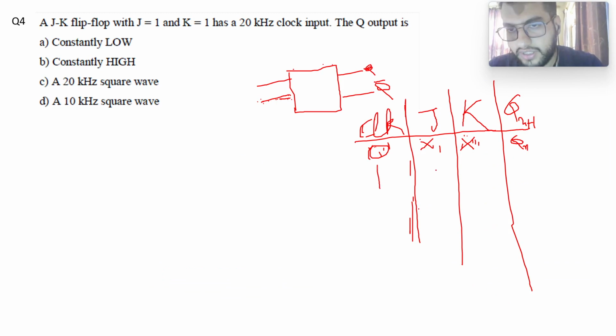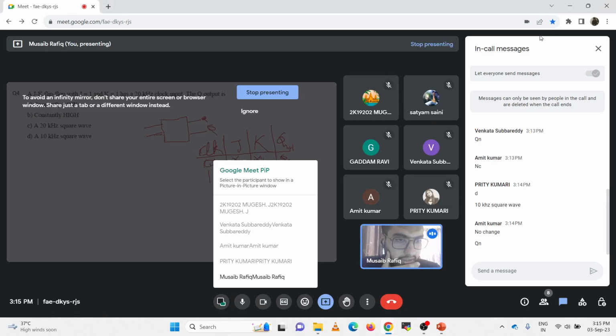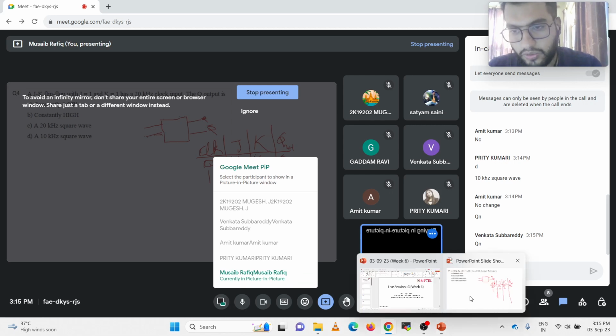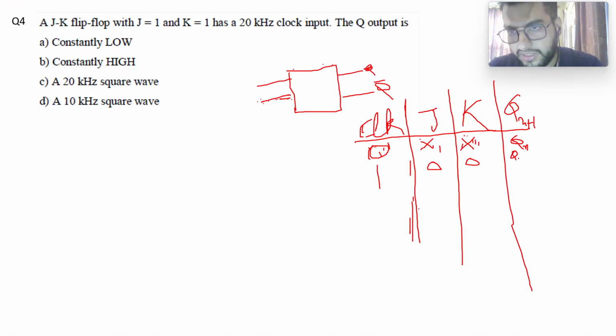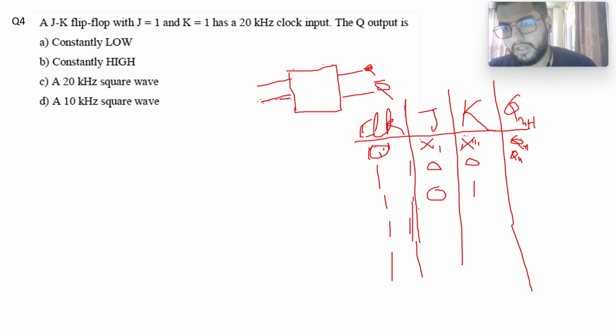Now when clock is 1, J is equal to 0, K is equal to 0. What will Qn plus 1 be for 0, 0? Yeah, Qn. Nice. So this will be Qn again, and we term these two conditions as memory, right? Now when clock is high, let's just write clock high for all other cases. So for 0 and 1, Qn plus 1 will be 0. And when it is 1 and 0, we have 1.